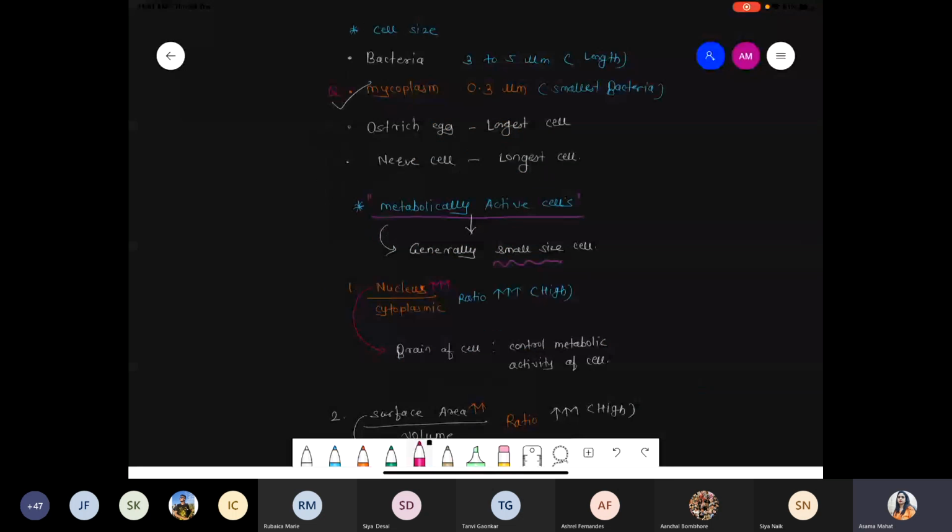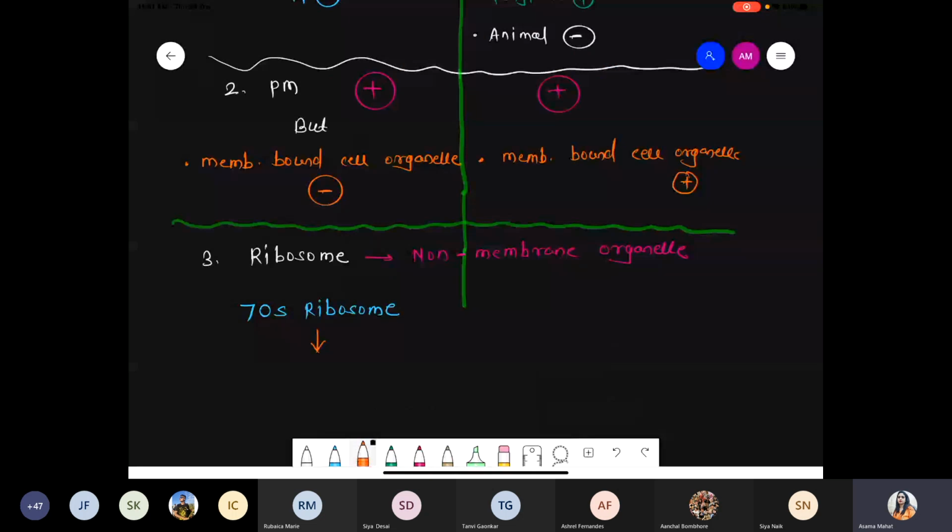So we are talking about which part? That is the part of ribosome. So in case of the bacteria, the ribosome present is the 70S type of ribosome, and such type of ribosome is simply present in the cytoplasm.